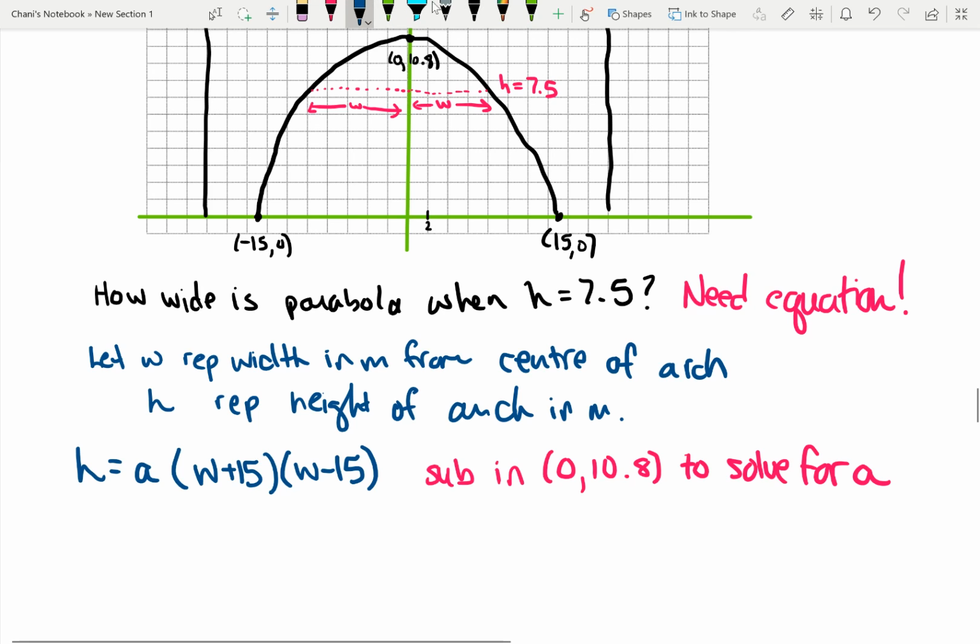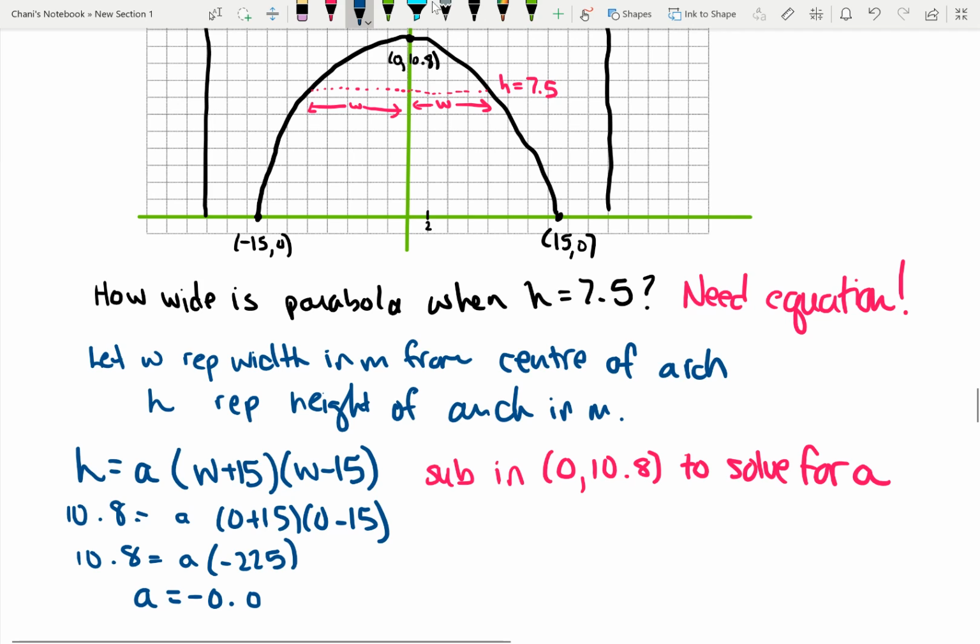All right, so you get 10.8 equals A times (0 plus 15)(0 minus 15). So 10.8 equals A, and then 15 times negative 15 is negative 225. So when you divide both sides by negative 225, you get an A value of negative 0.048. Because this is a word problem, it's fine to leave that as a decimal.